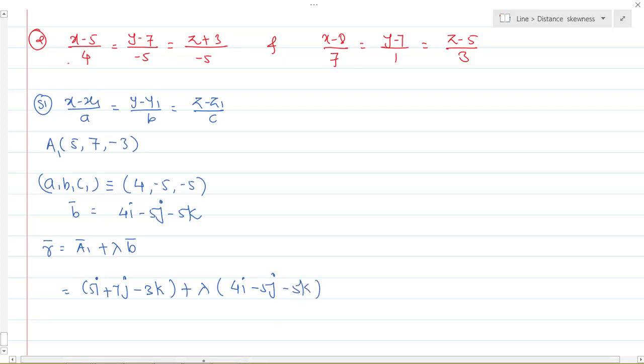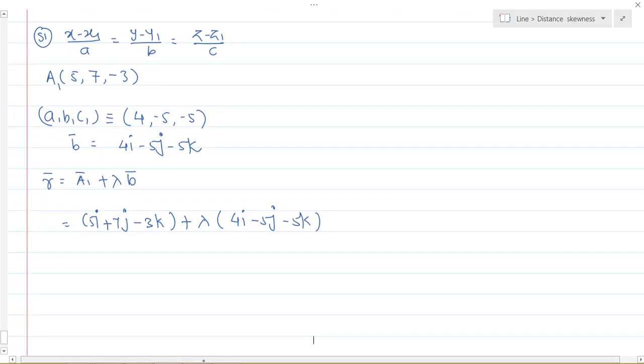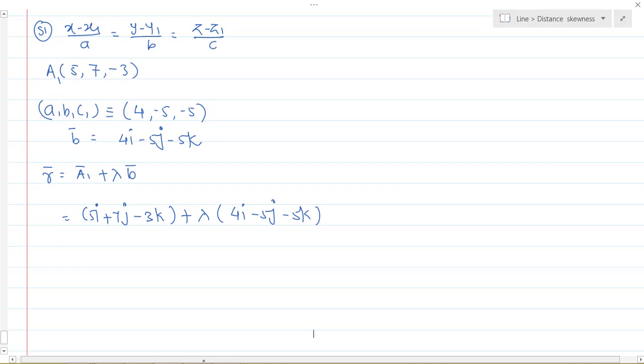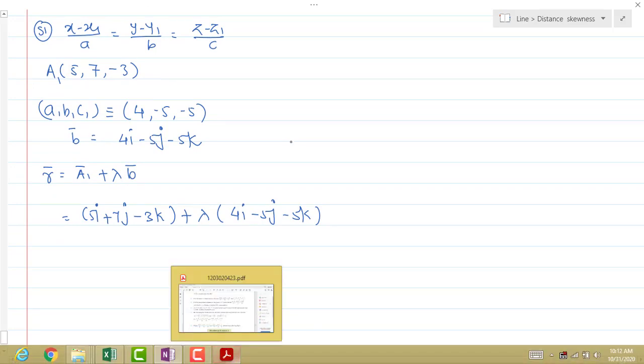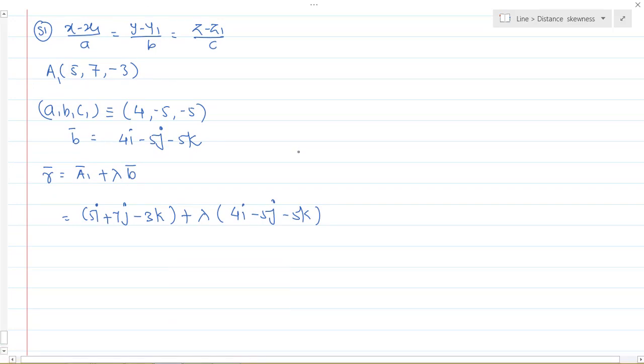Why am I solving this with the help of vector form? Because I have already taken one example where I solved the given question in the Cartesian form, so that we will have both approaches. So this is my line number 1.